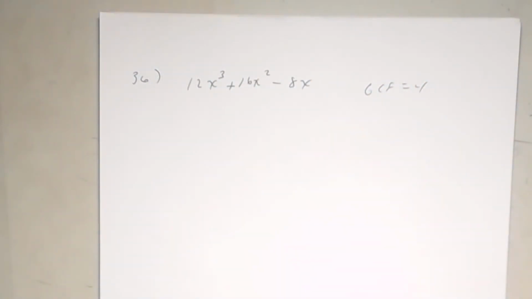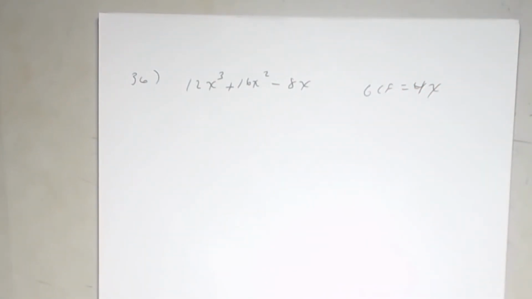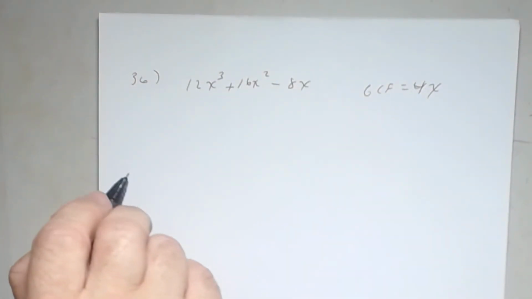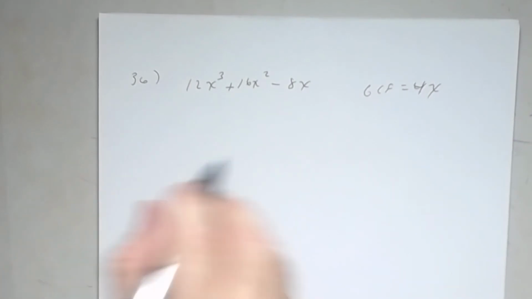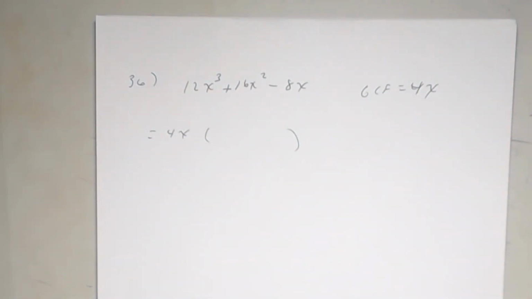Do I need a variable? Yes, because x is common to all of them. I use the one with the smallest exponent, which is just x. So the GCF is 4x, right? So my GCF is something other than 1. It's 4x. That means I can write this as 4x times whatever goes inside the parentheses.